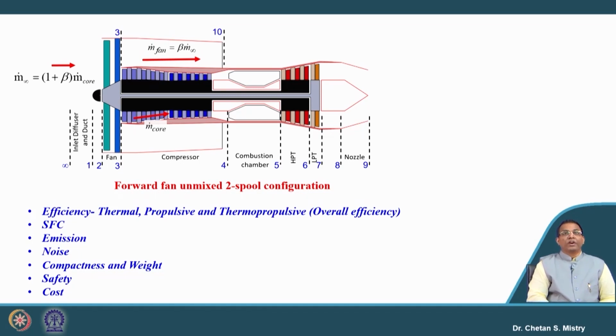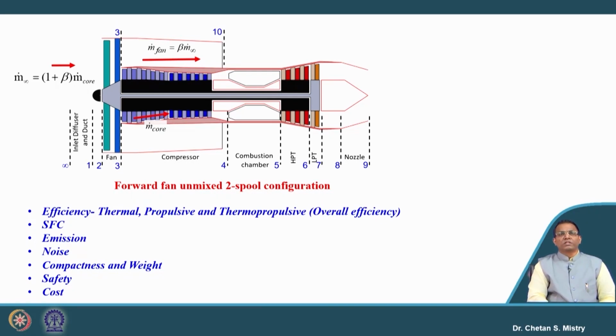This represents our 2-spool configuration, where the compressor is rotated by the HP turbine and the fan is rotated by the LP turbine. We have seen another configuration also, where the LP turbine rotates the fan as well as the LP compressor, and the HP turbine rotates the HP compressor.